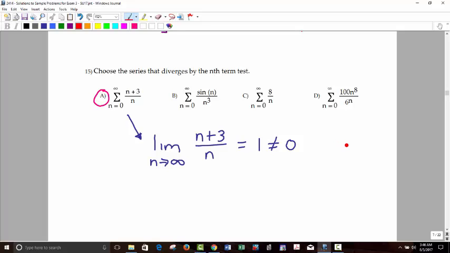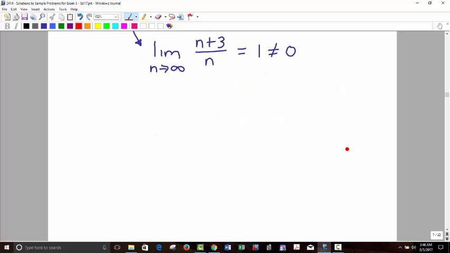so in other words, if the limit of the sequence goes to 0, that does not mean it will converge. It just means it has a chance to converge. But if the limit does not go to 0, it's game over, diverge. So if it goes to 0, it may or may not converge. All right.